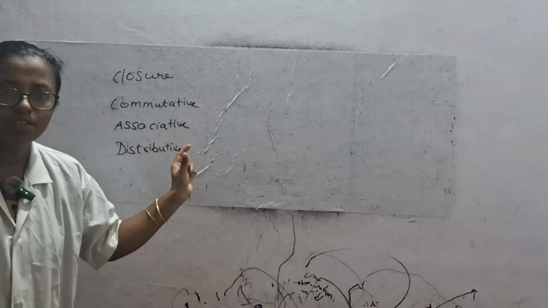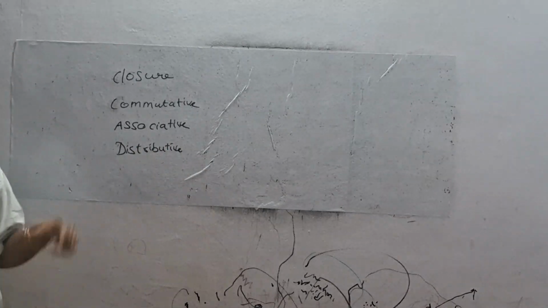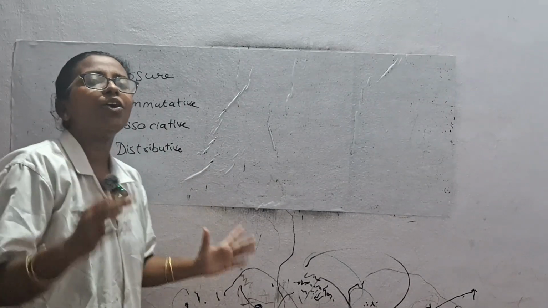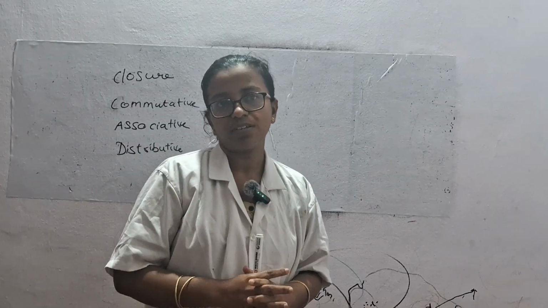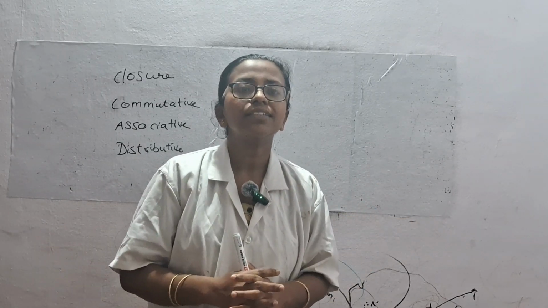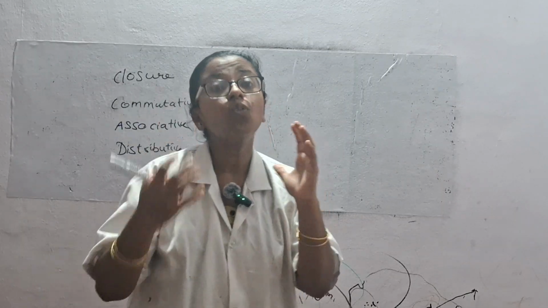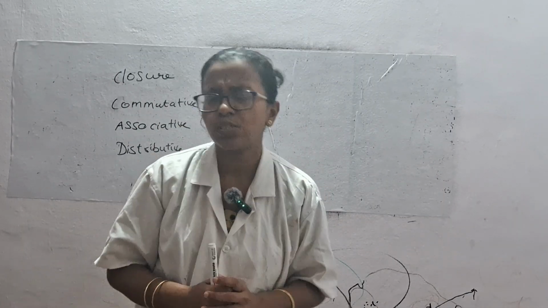Now we are going to talk about the properties of these numbers: closure, commutative, associative, distributive. What is closure? The meaning of closure: synonyms for closure are closed or shut down. We can say that this is closure.